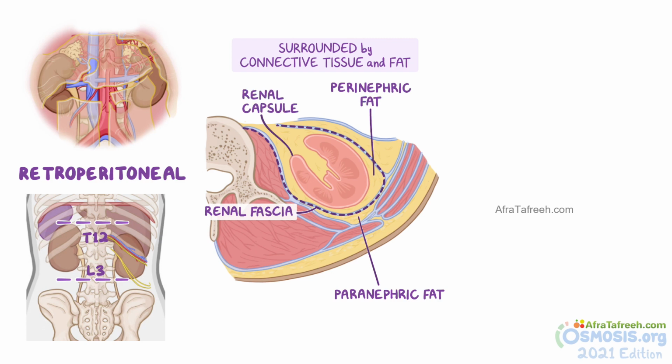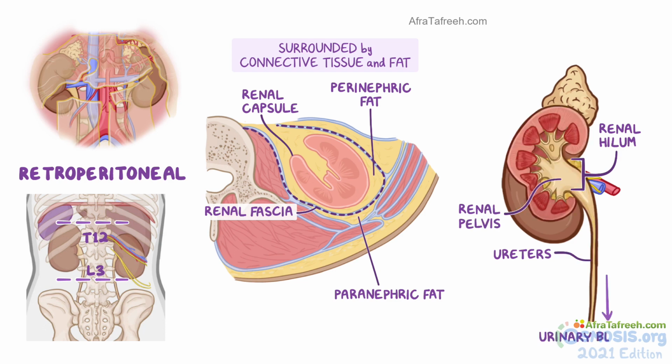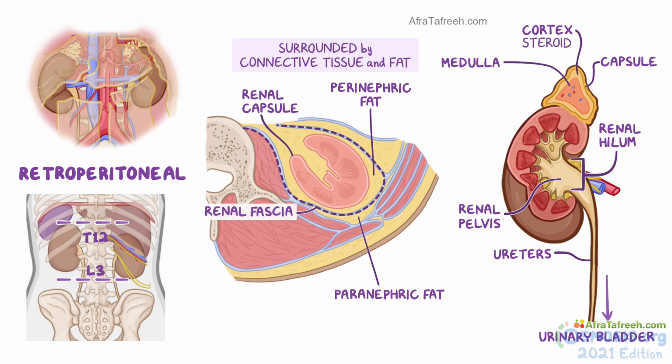Renal vessels, nerves, as well as the ureters enter or leave the kidneys through the renal hilum, which is located on the medial side of each kidney. The ureters are muscular tubes extending from the distal part of the renal pelvis to the urinary bladder. Finally, the suprarenal glands are made up of a tough outer capsule, a cortex, and innermost medulla. The cortex secretes steroid hormones, while the medulla secretes catecholamines.